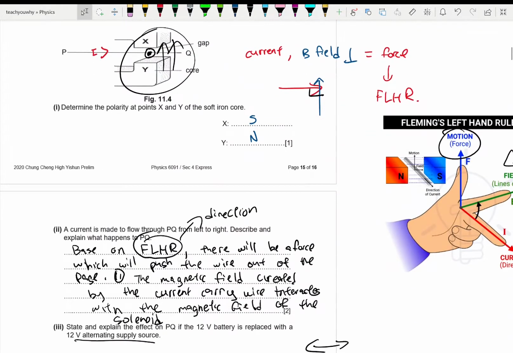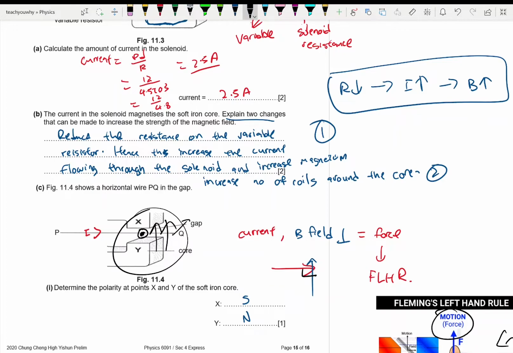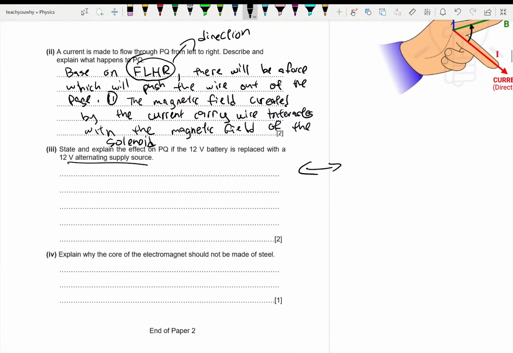All right, so what we will see is that this wire will be pushed in and out, because the direction of the force keeps changing due to the changing B field. And hence we will say that the wire will be oscillating in and out of the page. Okay, oscillating means go in and out like that. In, out, in, out, oscillating.